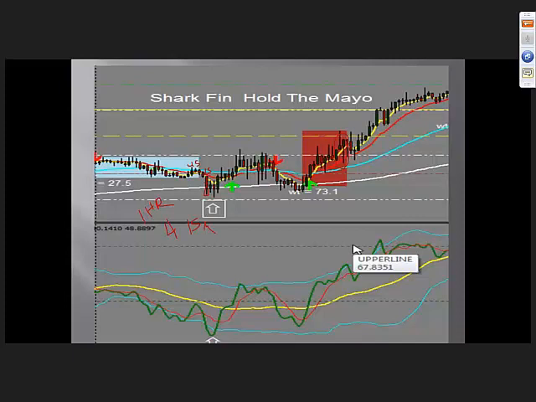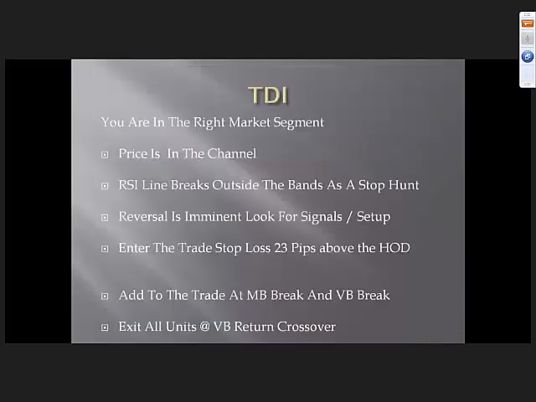All right, so scaling in with TDI. Okay, here's some things that have to happen. You got to be in the right segment of the market. Price is still in the channel, Tokyo channel, Asian range, market maker spread. RSI line breaks outside the bands as a stop hunt. It sets up for the fin, right? The reversal's imminent. Look for the signals in the setup. You enter the trade, your stop loss is 23 pips above the HOD, right? Safe entry, lazy man stop if you don't want to hang around.